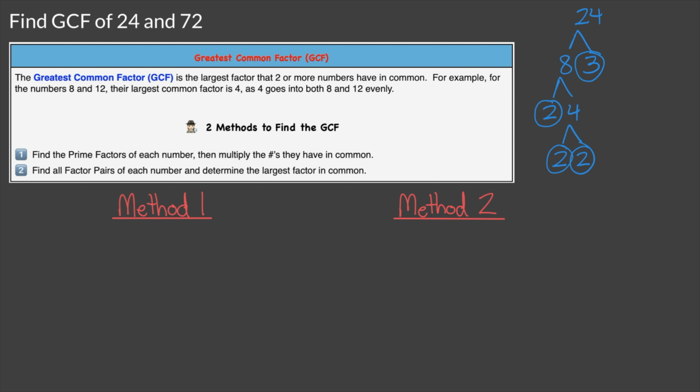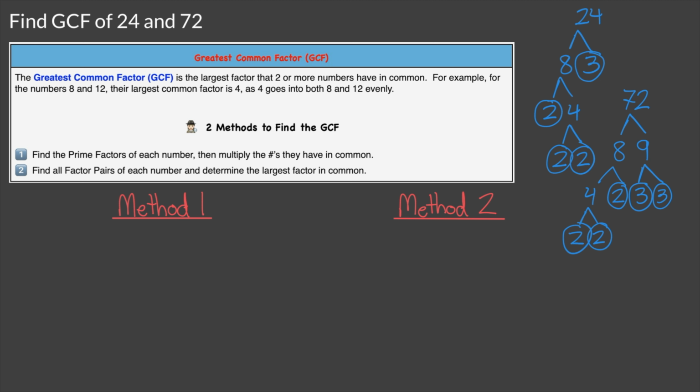Next, let's do 72. 72 will break down to 8 times 9. 9 breaks down to 3 times 3, which are both prime factors. And the 8 breaks down to 4 and 2. 2 is a prime factor. And 4 breaks down to 2 and 2.